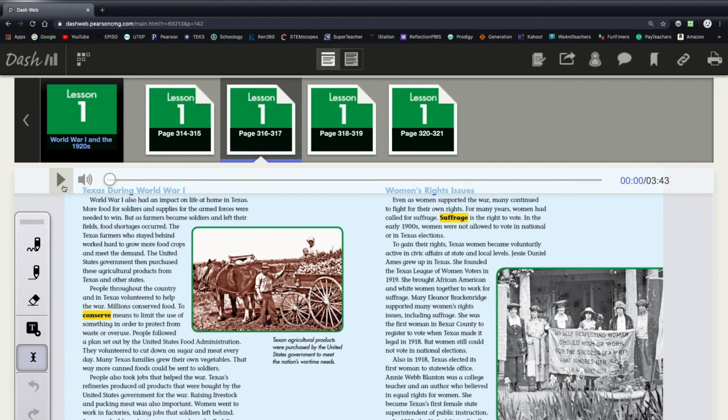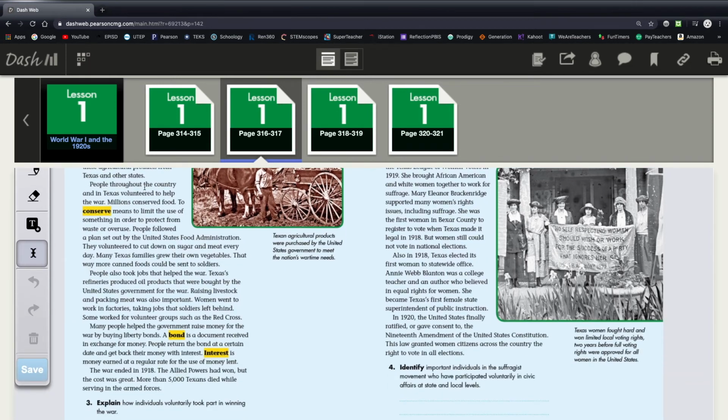Okay, this is the last page that we are reading today. Texas during World War I. World War I also had an impact on life at home in Texas. More food for soldiers and supplies for the armed forces were needed to win. But as farmers became soldiers and left their fields, food shortages occurred. The Texas farmers who stayed behind worked hard to grow more food crops and meet the demand. The United States government then purchased these agricultural products from Texas and other states.